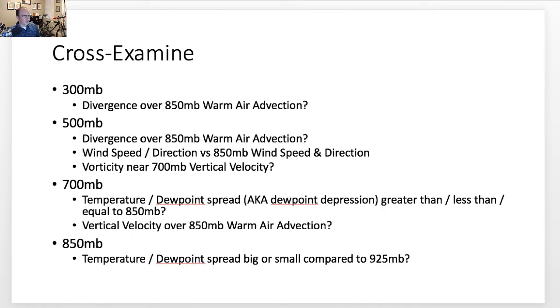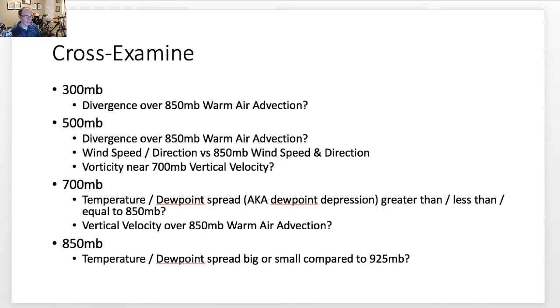In the future, you're going to have to cross-examine the data, which means you're going to have to find if divergence aloft at 300 millibars is happening over the top of 850 millibar warm air advection. Same thing at 500 over warm air advection. The wind speed and direction versus 850 millibars. Do we have vorticity near vertical velocity at 700, from 500 to 700?